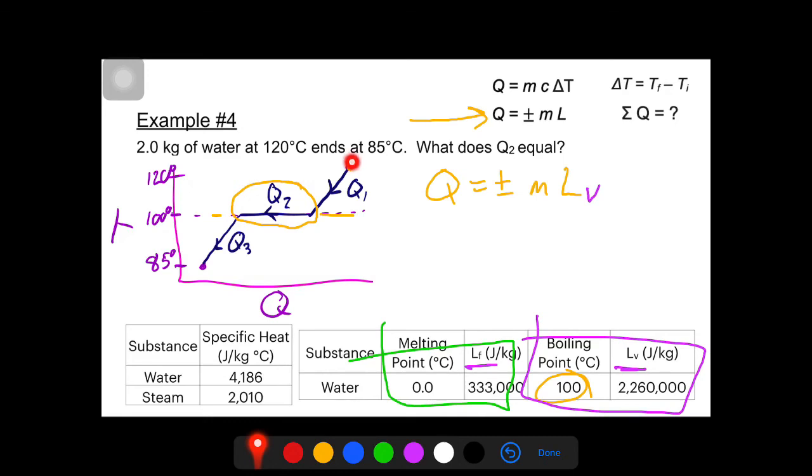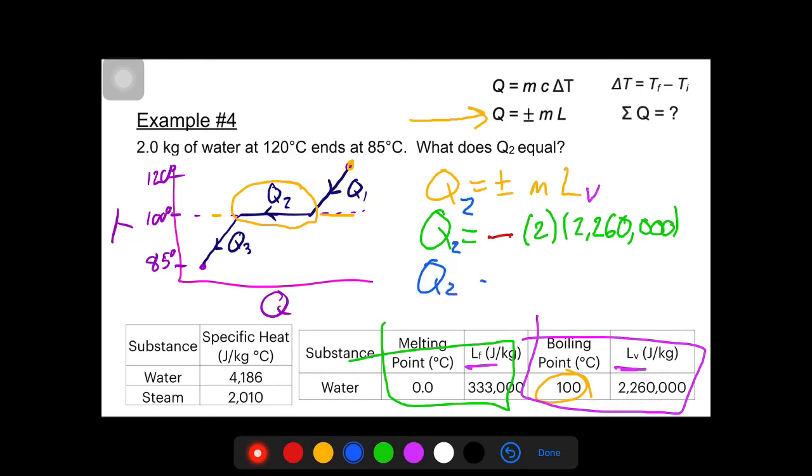Because it's going from the upper left, it's losing heat. It's going from 120 to 85. We are losing. This is going to be a negative. So my Q is going to be a negative mass of 2 times the latent heat of vaporization of 2,260,000. So I should have been calling this Q2 the whole time. So Q2 is equal to negative 4,520,000 joules.